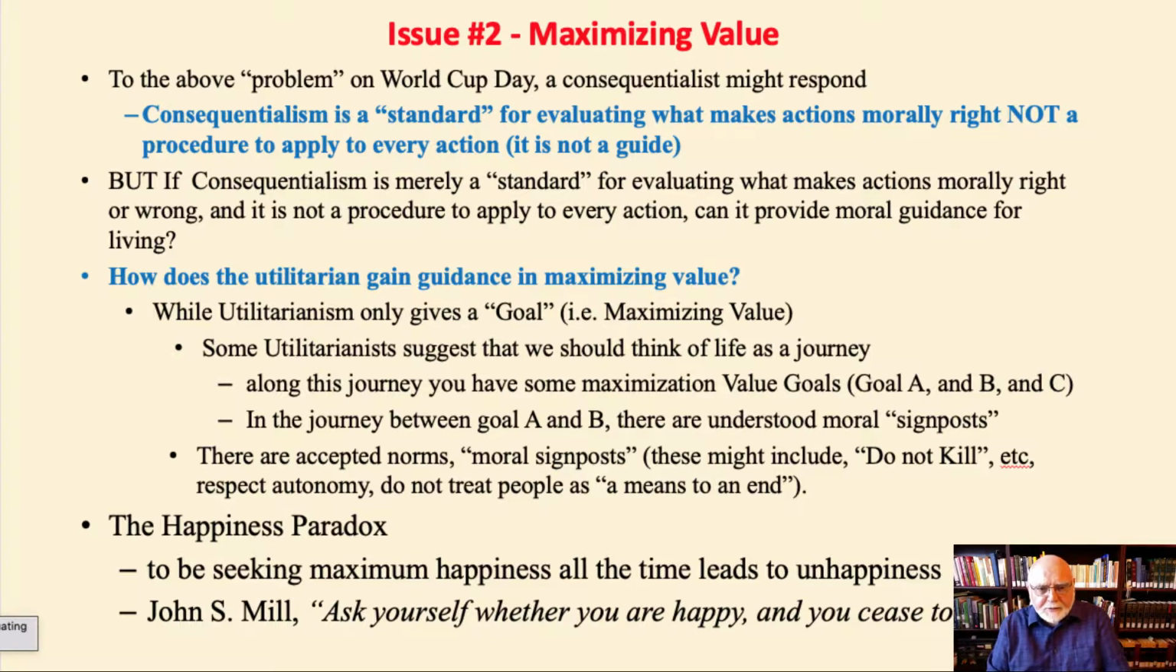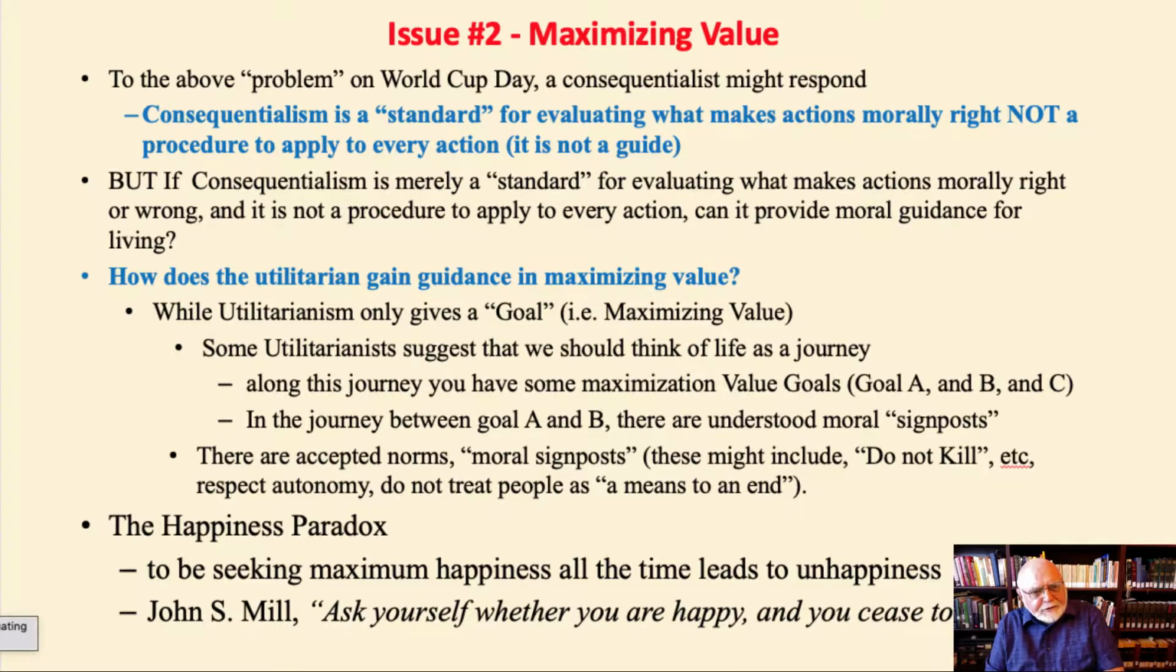One of the arguments used by some utilitarians suggests that when you think of life as a journey, along this journey you have various points or goals, in between which you take many other little actions. At these particular goals, A, B and C, you're going to maximise value. So you have your moral goals set ahead of you, and between you and the goal, and between that goal and the next goal, you understand that there are moral signposts.